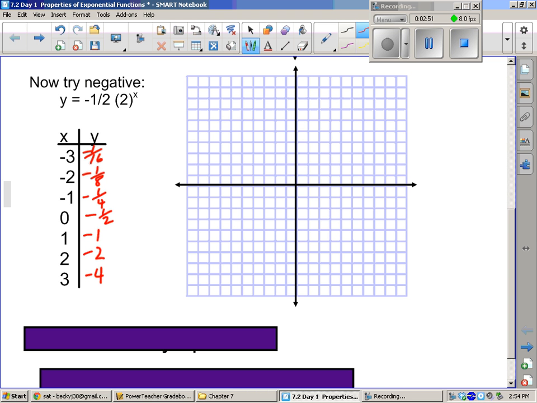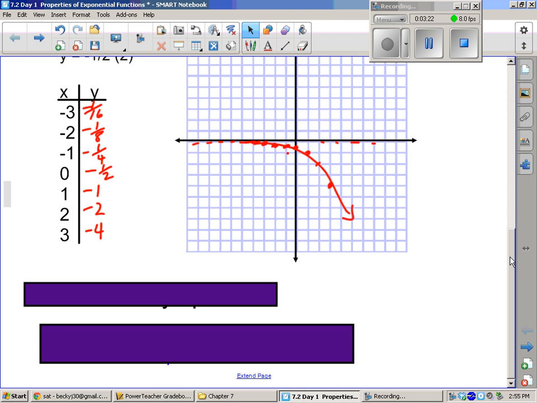All right, try it again. So -3, -1/16. It's right there. We're going to have this issue again. -2, -1/8. -1, -1/4. Whoops, I forgot 0, -1/2. 1, -1. There you go. 2, -2 and 3, -4. So this one's falling. The other one was rising, and then we have our dotted line here. Horizontal asymptote. We talk about asymptotes a lot in trig too, so it's good to know what those are.